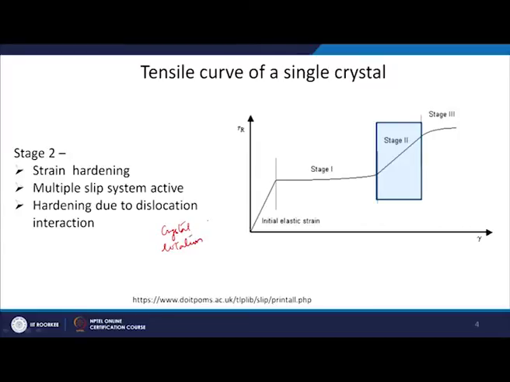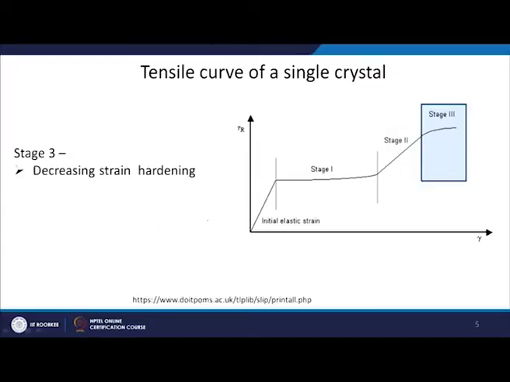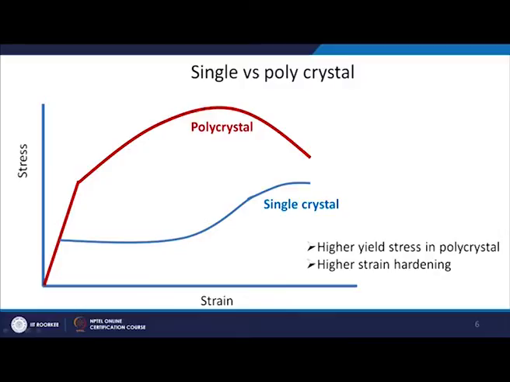Then we come to stage 3, where you have decreasing strain hardening, as I told you. So, these are the three stages of deformation you will see in a single crystal. Now, how will it be different from a polycrystalline material? Already we have seen that in a polycrystalline material you again have the elastic part and then the strain hardening part. So, this is the strain hardening part in a polycrystal.